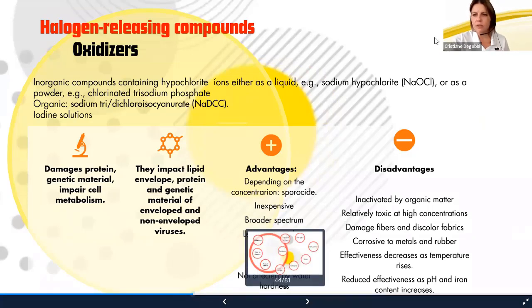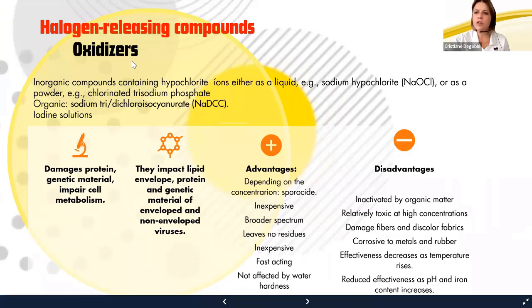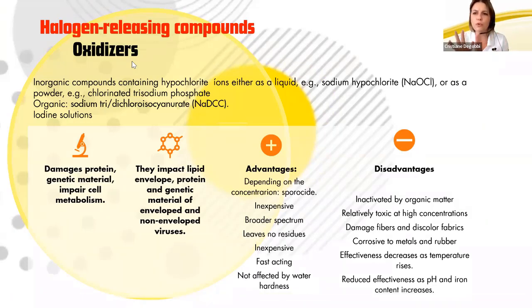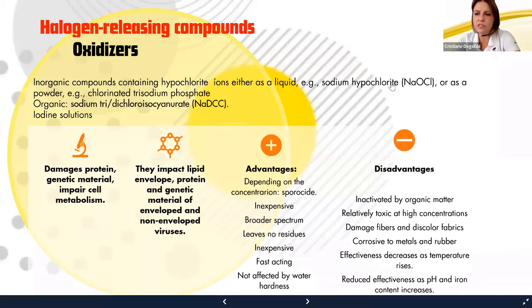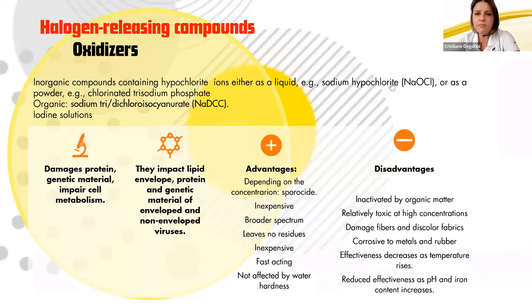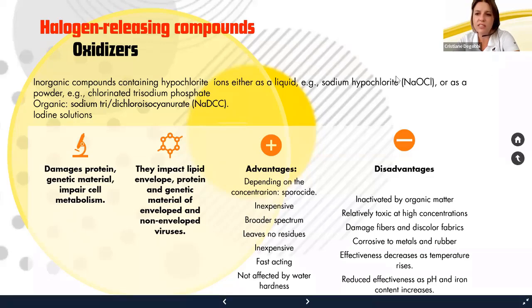Let's talk about the oxidizers. Now I'm going to bring two more groups. They are different in terms of the chemistry, but they will work in a similar way, okay? The oxidizers, the halogen release compounds. The one that we know very well is sodium hypochlorite, which is bleach, but you can have others in the markets, okay?